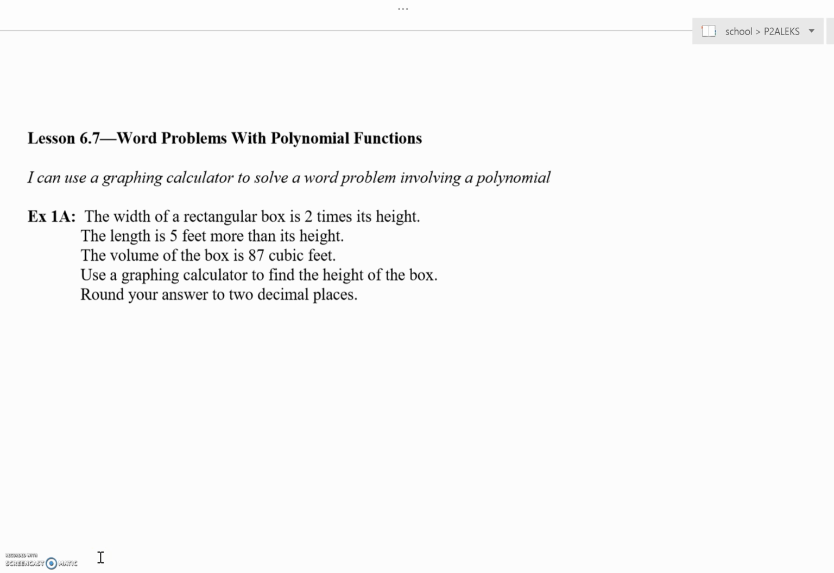Okay, Algebra 2, we've got lesson 6.7. Guys, what you need to know is for a box. If you've got a box, you've got length, width, and height. The volume of a box is just length times width times height. You need to know that. That's preliminary. That's super important.